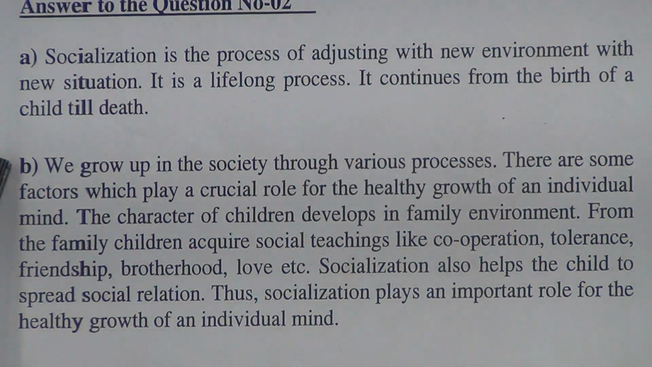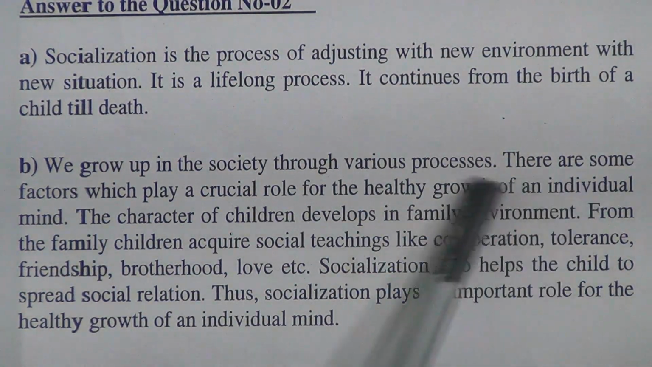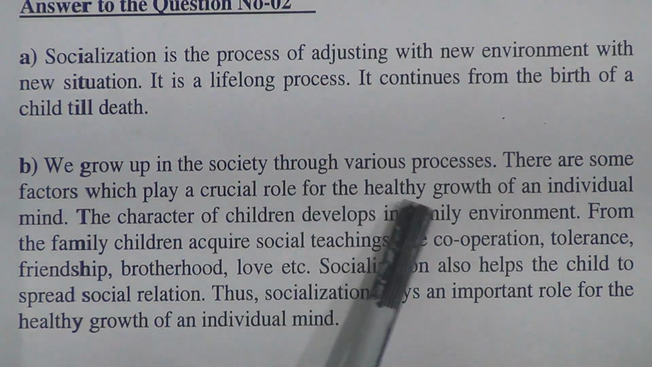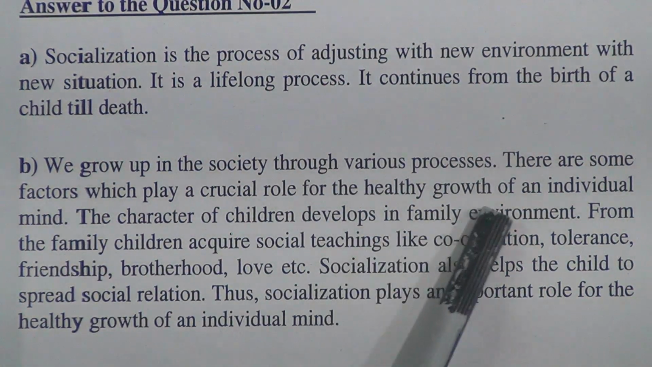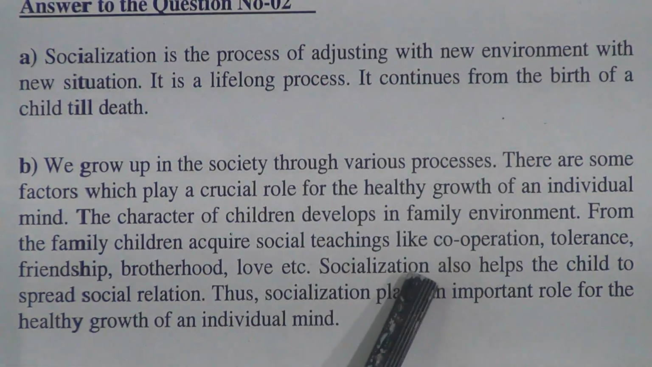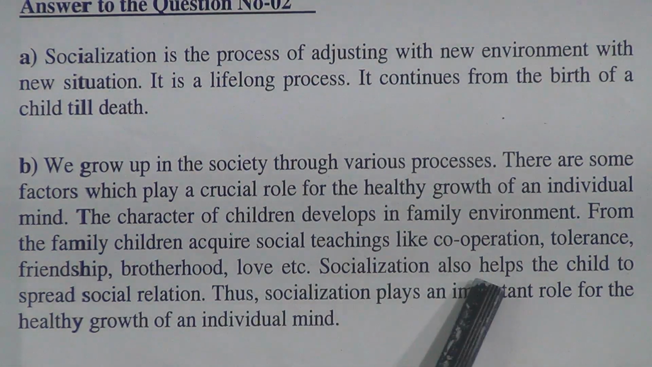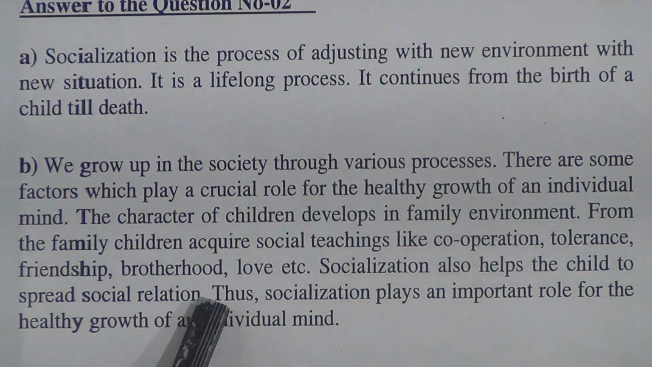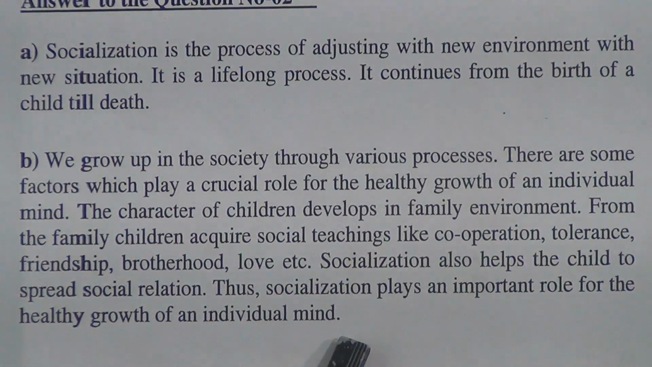Number B question is, which factor is important for the healthy growth of an individual's mind? We grow up in the society through various processes. There are some factors which play a crucial role for the healthy growth of an individual mind. The character of children develops in the family environment. From the family, children acquire social teaching like cooperation, tolerance, friendship, brotherhood, love, etc. Socialization also helps a child to spread social relations. Thus, socialization plays an important role for the healthy growth of an individual mind.